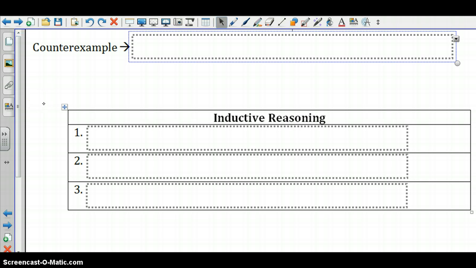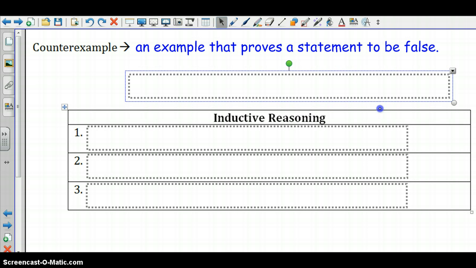Now, to verify the truth of a statement or a conjecture, there's some processes that have to happen. For right now, we're going to look at how to disprove a conjecture. And we do that by using a counterexample. A counterexample is an example that proves a statement to be false.